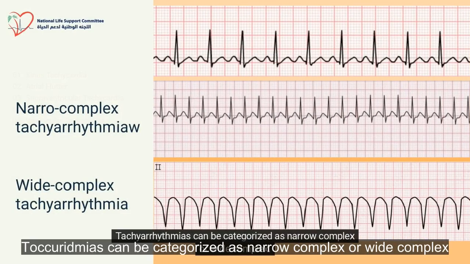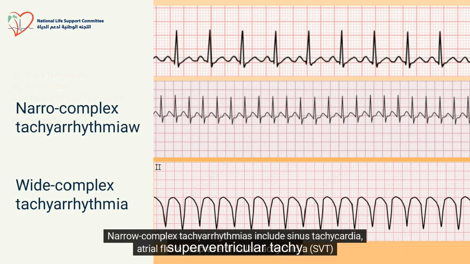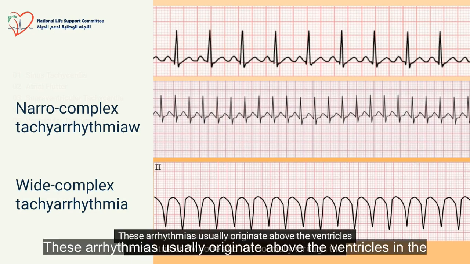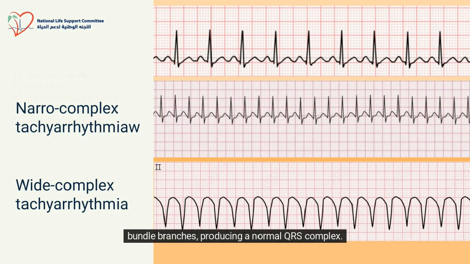Tachyarrhythmias can be categorized as narrow complex or wide complex. Narrow complex tachyarrhythmias include sinus tachycardia, atrial flutter, supraventricular tachycardia, SVT, and atrial fibrillation. These arrhythmias usually originate above the ventricles in the atria or AV node and run normally through the bundle branches, producing a normal QRS complex.